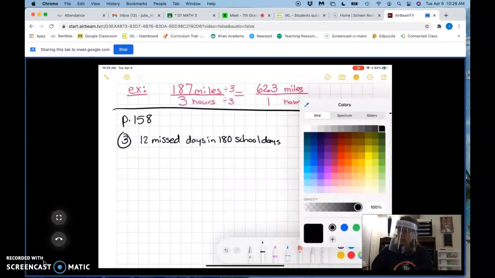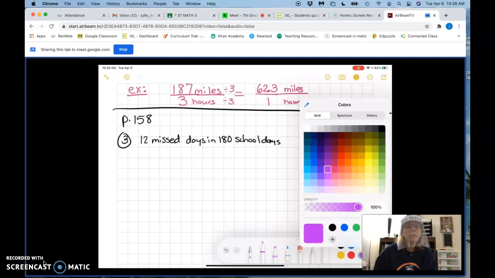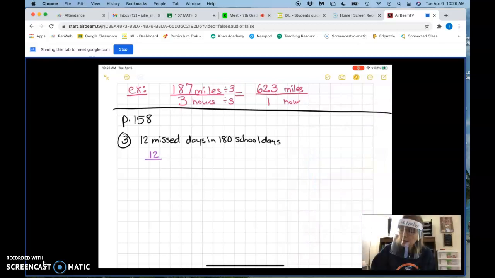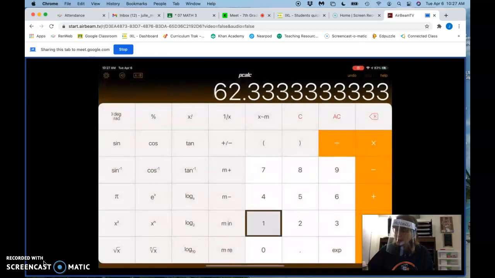Write the problem that I'm going to make. Okay, so it says 12 missed days and 180 days of school. The first thing I'm going to do is write this as a ratio. It's 12 days out of 180 days. And this is a ratio, not a rate, because they're both days. Okay, I got 12 days on the top that they were absent and 180 days on the bottom of total school days. But it wants me to write it in its simplest form. So that means I have to reduce it like a fraction. So the first thing I'm going to do is see if I can divide 180 by 12, because if I can, that will make our life really easy.